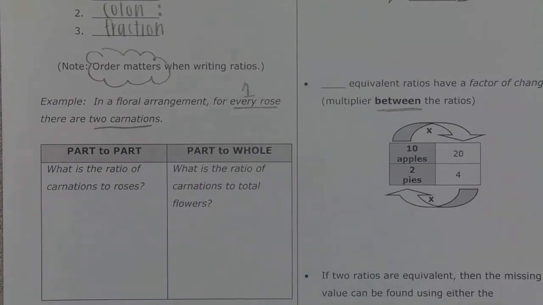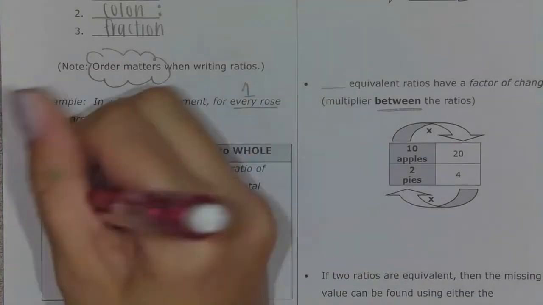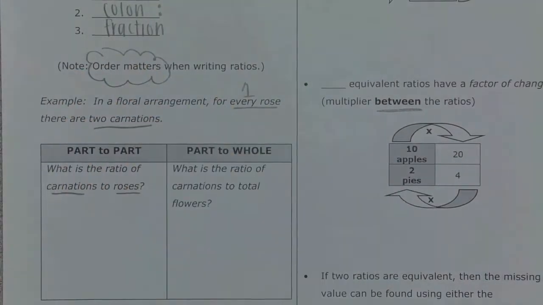So the reason it's a part-to-part relationship is yes, carnations and roses are both flowers, but they're not the same type of flower. They're not exactly the same thing. That's why it's a part and a part. Now, we said order matters when we write these ratios. So since it wants to know carnations first, roses second, that's the order we have to put it in.